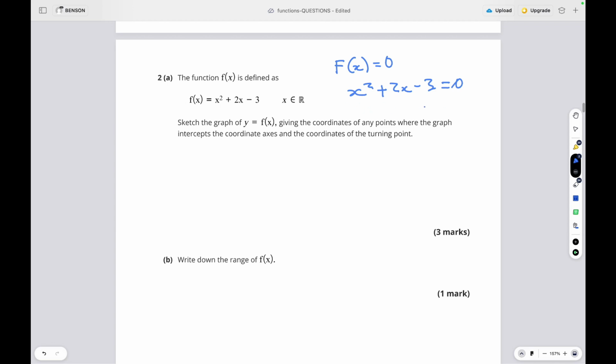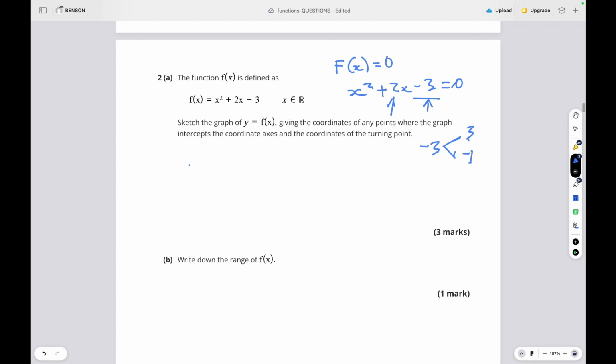You can solve this using the quadratic formula or by factorization. In this case, I know that this can be solved by factorization. If I solve it by factorization, I'm looking for two numbers that multiply to give negative 3 and add to give 2, since the coefficient of x squared is 1. And those two numbers are 3 and negative 1. When I add these two, I get 2.